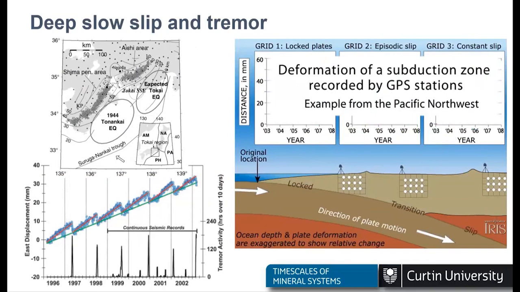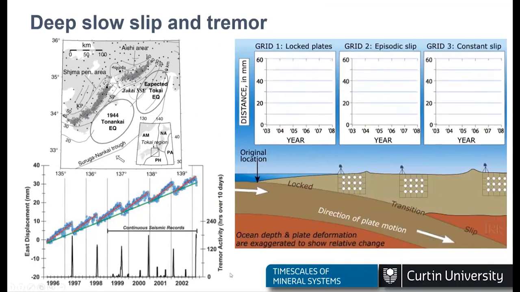And here, this is in Nankai, Japan, where they've co-located these things extremely well. And this is from Cascadia, where you see this periodic slow slip that's occurred very regularly. And whenever you have those slow slip events, you get an increase in tremor activity. Got another animation just to show how this occurs.